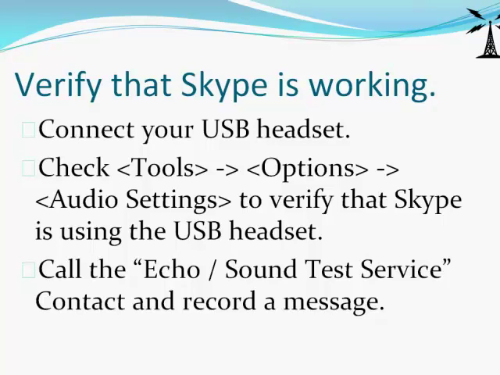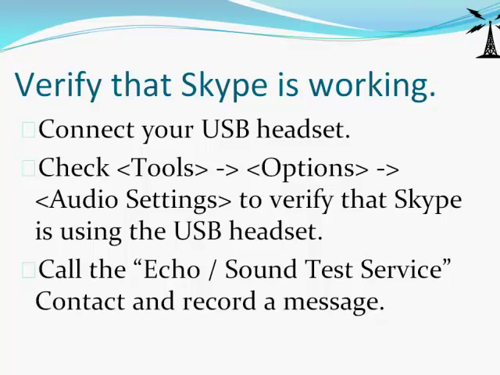Once you have your USB headset and you've plugged it into your computer and you've installed Skype, which is something we're not going to get into in this video, you want to verify that it is working properly. You can go under Tools and Options and Audio Settings to verify that Skype is using your USB headset. If you don't, you might inadvertently be using the built-in microphone of your computer instead of the USB headset.